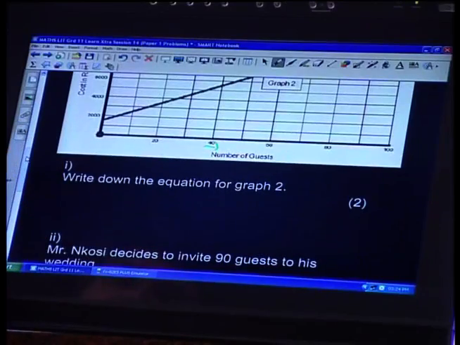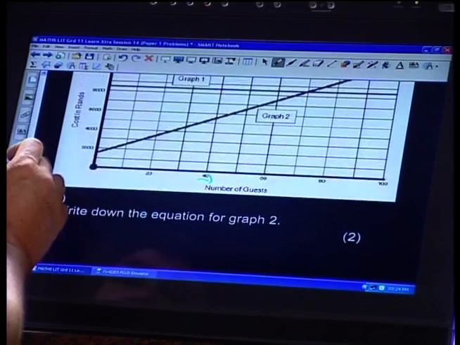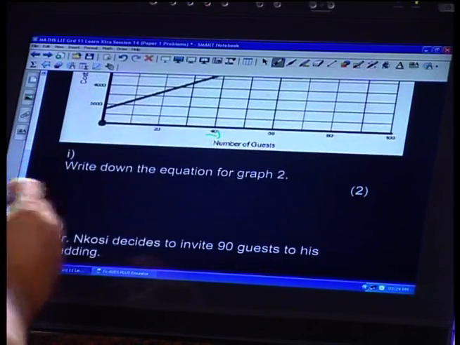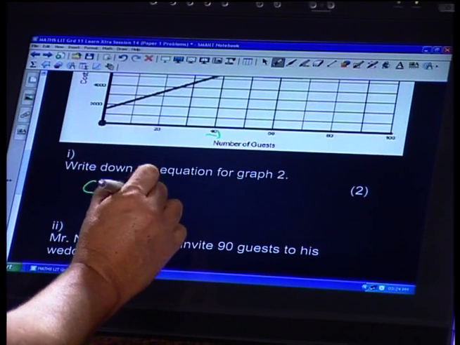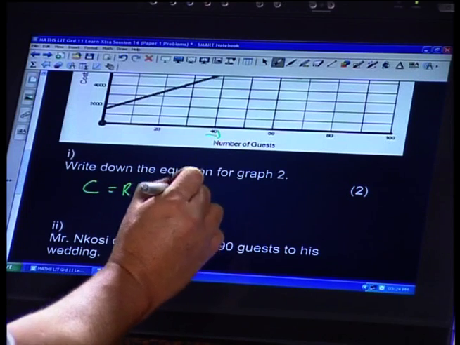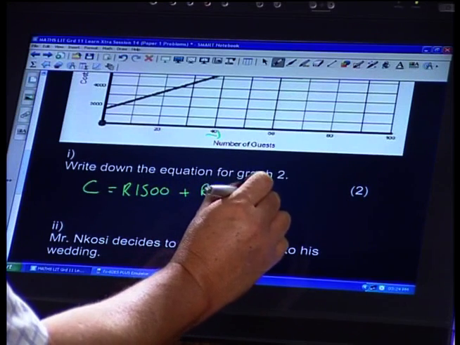Now, let's go look at our questions. Number 1, write down the equation for graph 2. What was graph 2? Graph 2 says the cost is 1,500 Rand plus 100 Rand per guest.